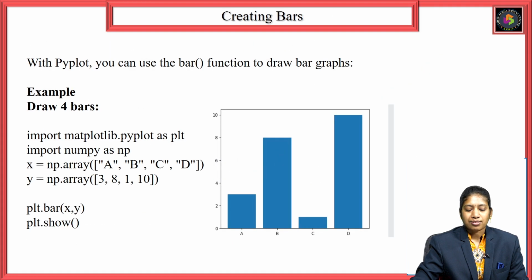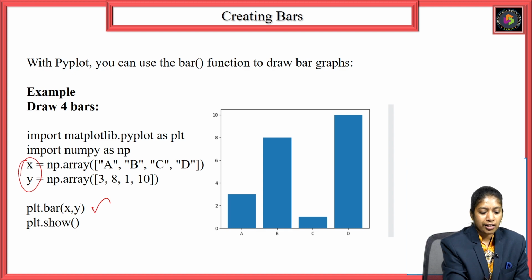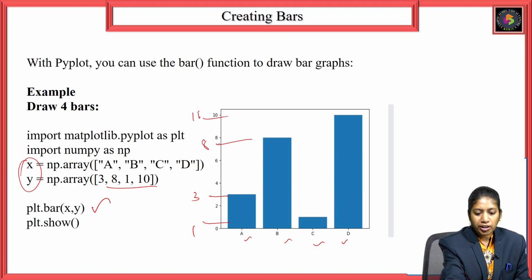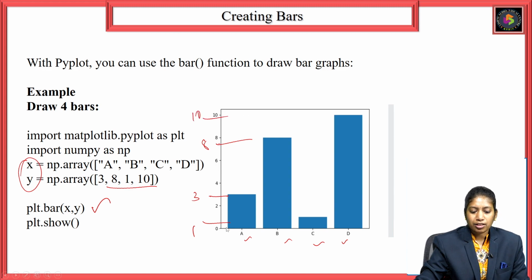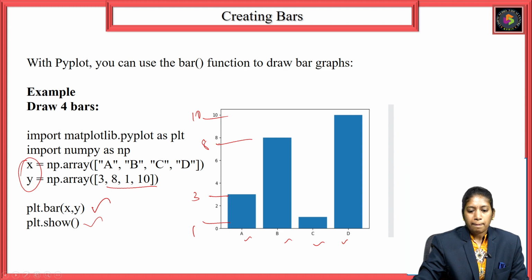So how to create bars? Here we have a bar function, plt.bar, where we pass these two coordinates, x comma y. The x coordinates are a, b, c, d, and the y coordinates are the points: 3, 8, 1, and 10. According to that it will draw the bars. So bar is a function, bar of x comma y, and finally we have to use show. So here we got a bar graph using the bar function in Matplotlib, in the pyplot submodule.